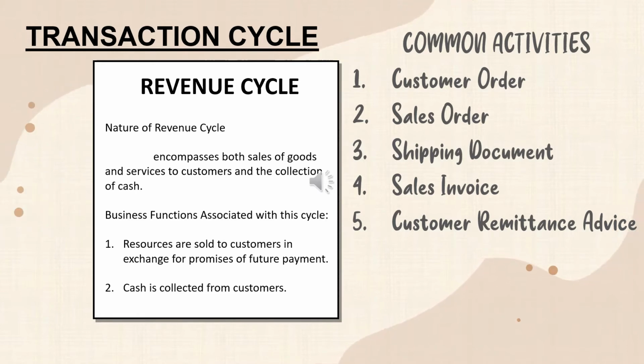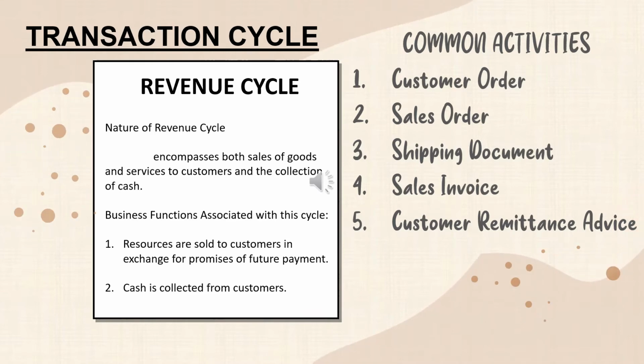So, pag sinabi nating transaction cycles, mayroon tayong lima. So, the first cycle that I will discuss is the revenue cycle or the sales and collection cycle. So, what is the nature of the revenue cycle? It encompasses both sales of goods and services to customers and the collection of cash. So, what are the business functions associated with these cycles?